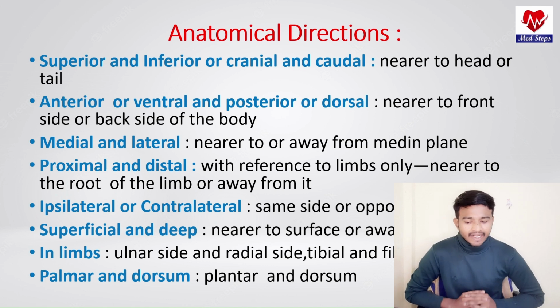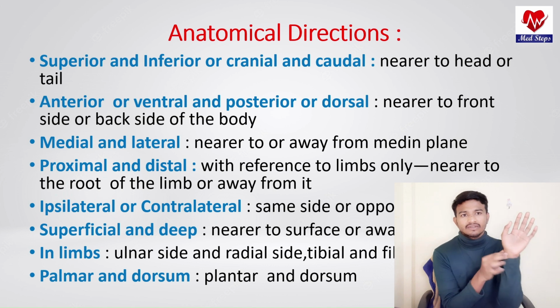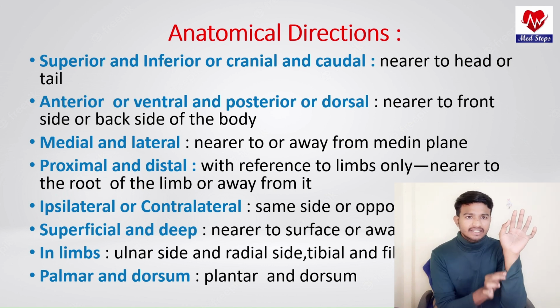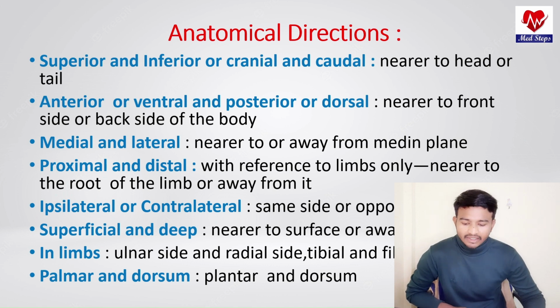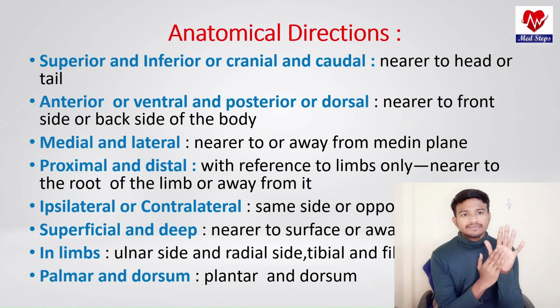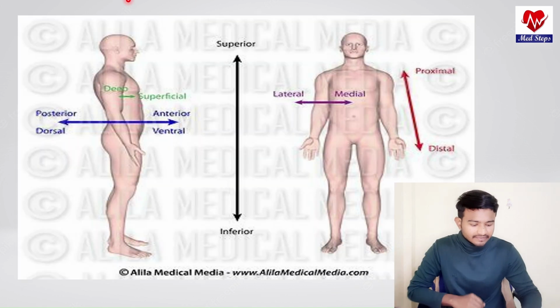Next, in limbs, ulnar side and radial side, tibial and fibular side. This is the radial side and this is the ulnar side. If you see in the leg region also, you get the tibial part and on the lateral side you get the fibular part. Next, palmar and dorsum. This is the dorsum area and this is the palmar area.